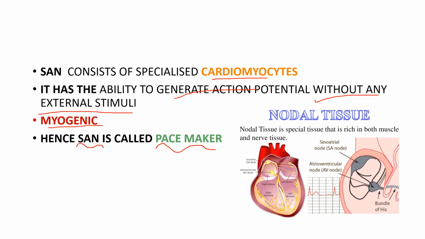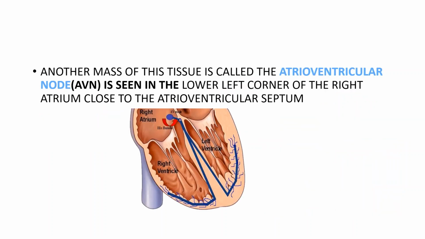Another mass of nodal tissue is called the atrioventricular node, AV node. This is seen in the lower left corner of the right atrium. The SAN is also present in the right atrium, in the upper right corner. So the AV node is also present in the right atrium, in its lower left corner.